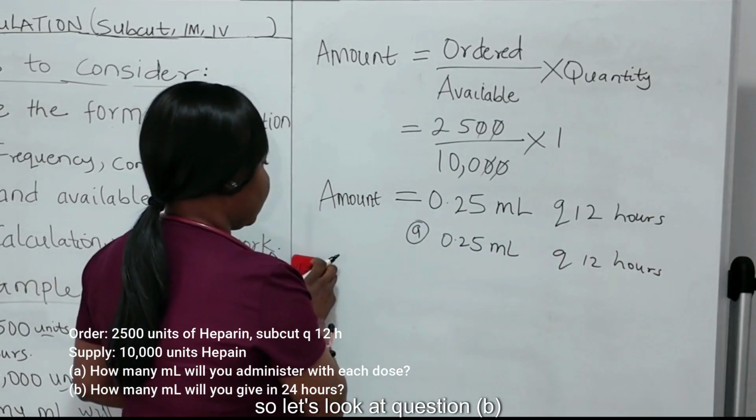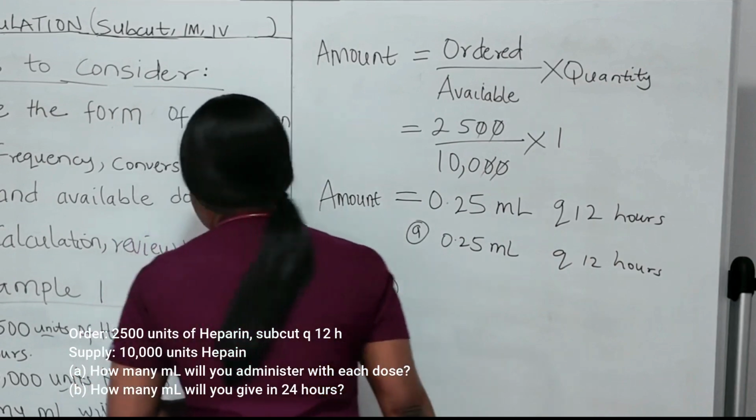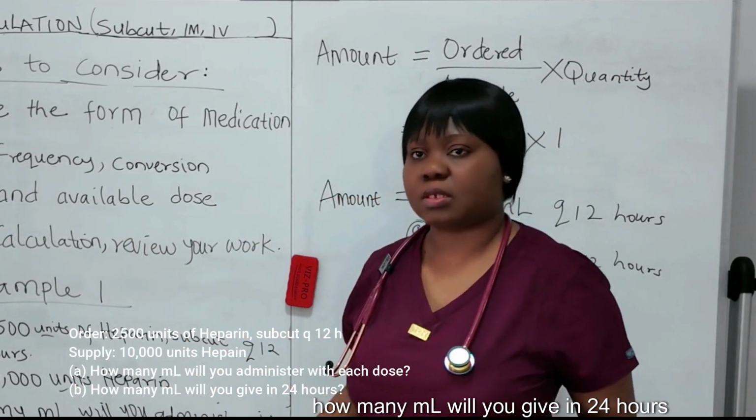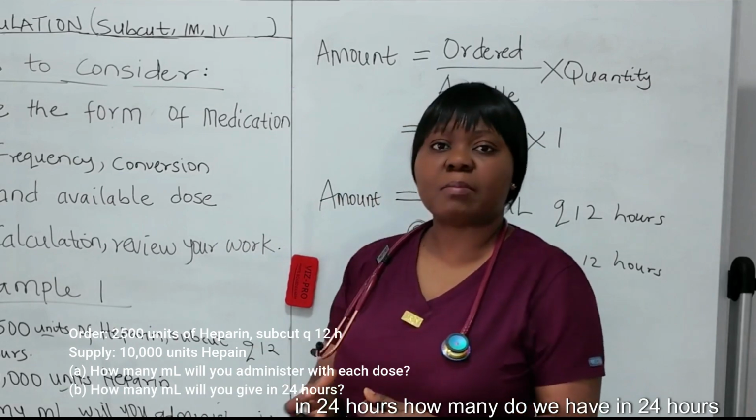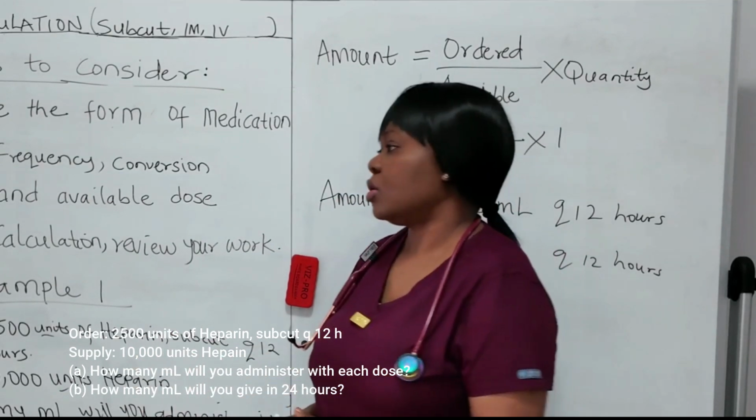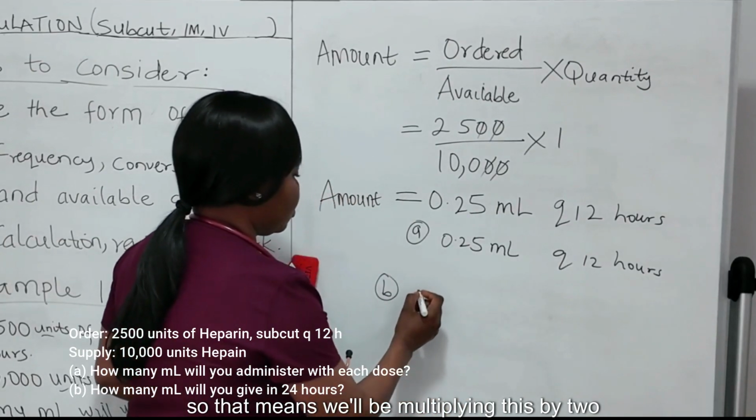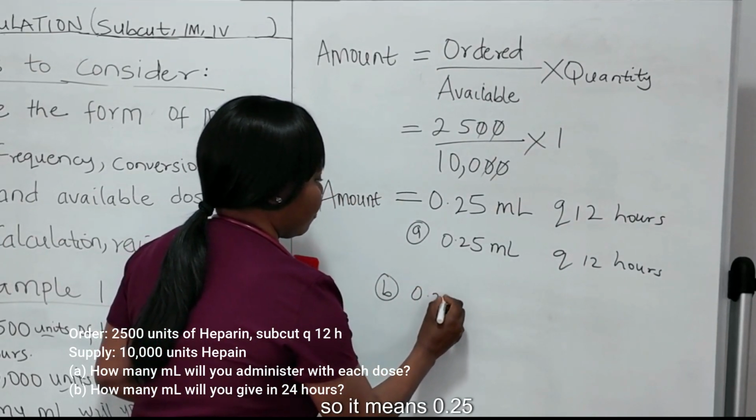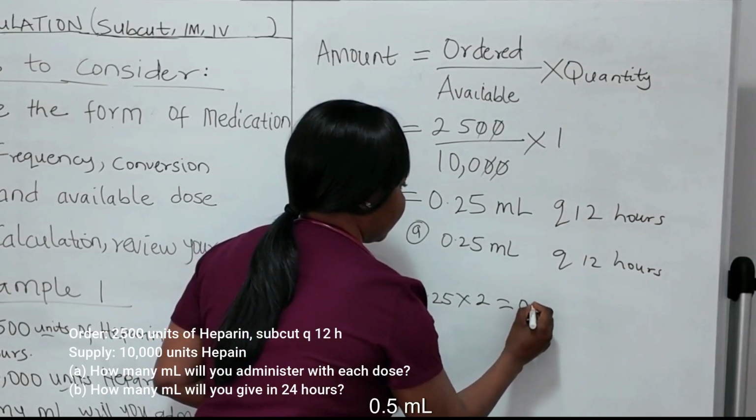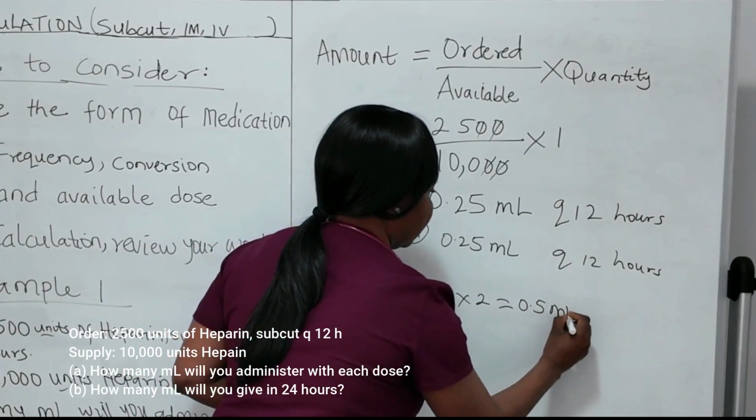So let's look at question B, which says, how many ml will you give in 24 hours? So in 24 hours, how many do we have? If we are giving every 12 hours, that's times 2. So that means we'll be multiplying this by 2. So it means 0.25 multiplied by 2. That will give us 0.5 ml in 24 hours.